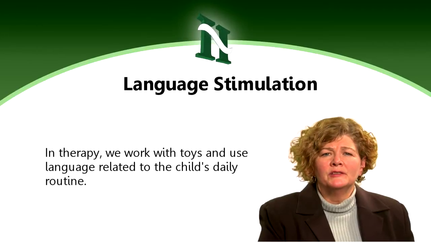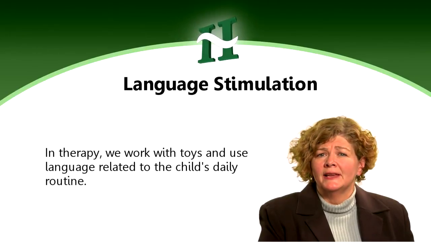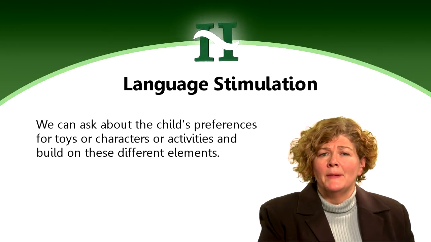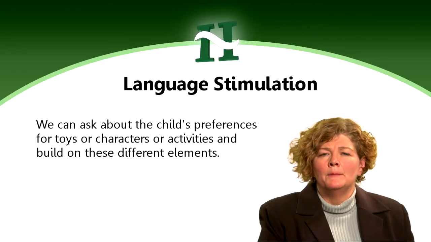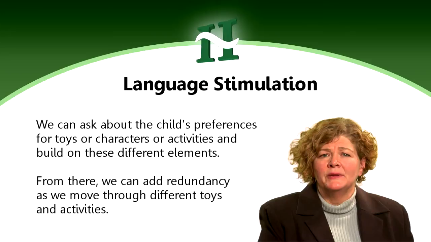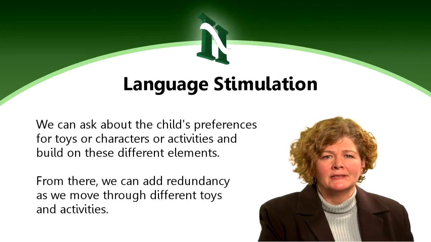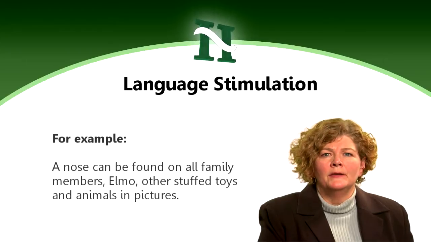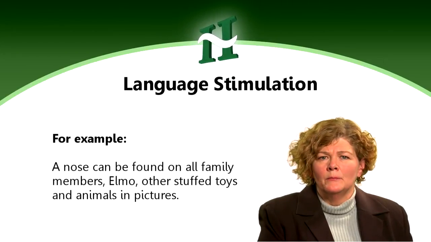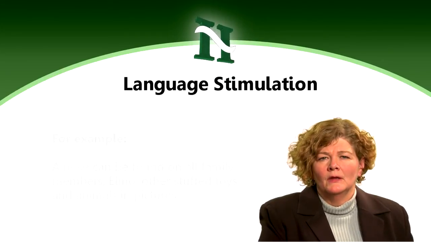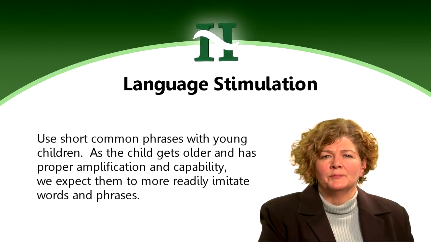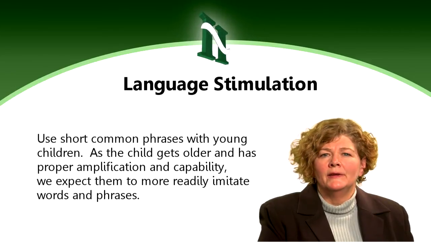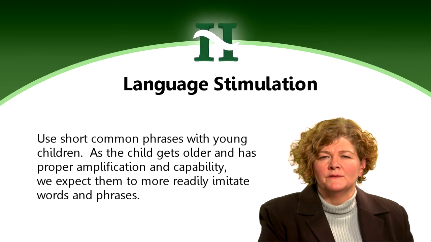In therapy, we work with toys and language related to the child's daily routine. We can ask about the child's preferences for toys or characters or activities and build on these. We add redundancy as we go from toy to toy and activity to activity. For example, you find the noses on all the family members, and then Elmo, other stuffed toys, and people and animals in pictures. We use short common phrases with the young children, and as the child gets older and has proper amplification and capability, we expect them to more readily imitate words and phrases.